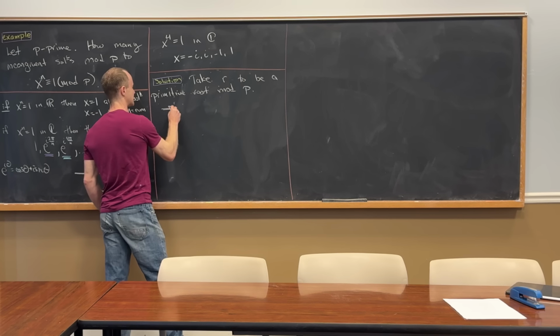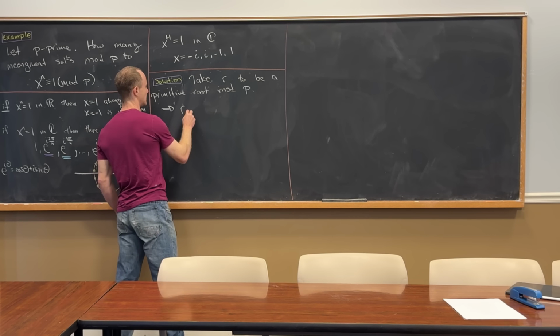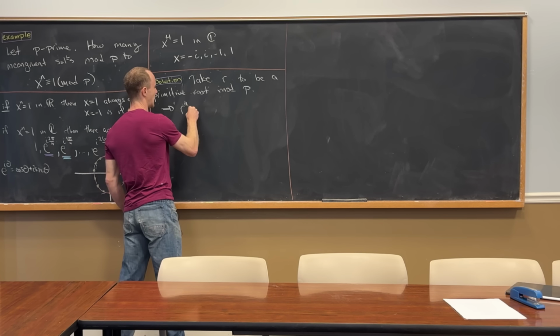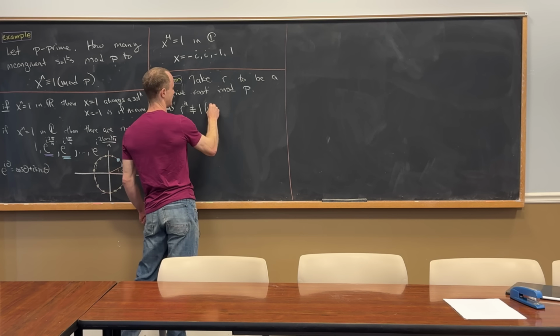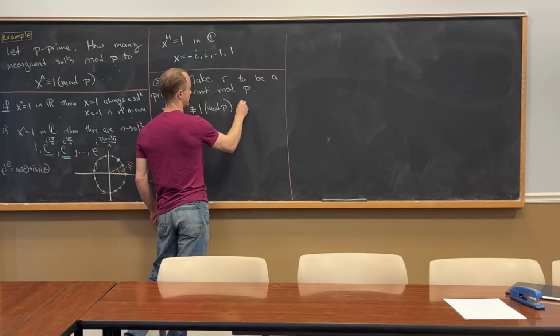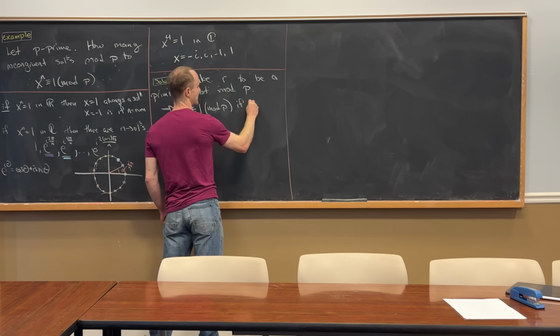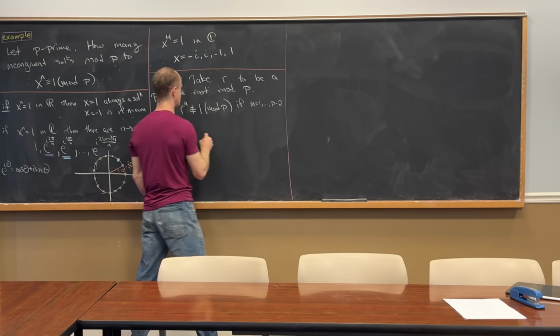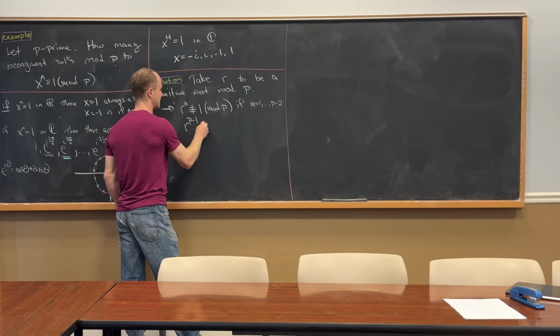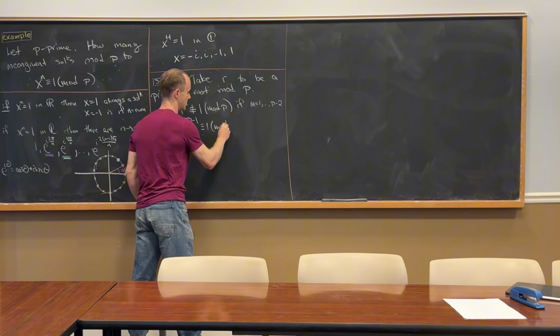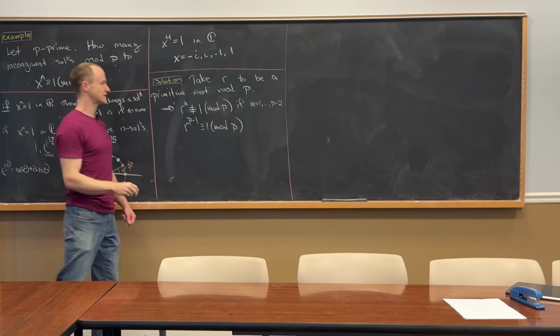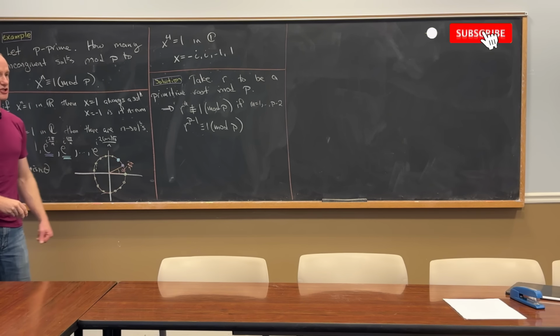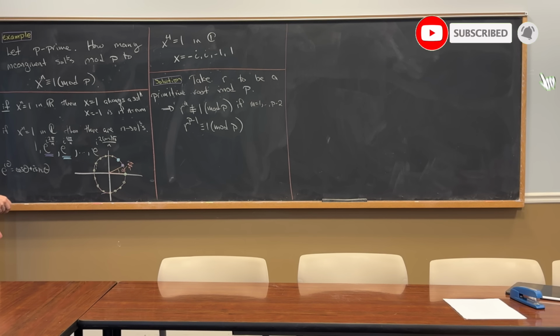That means that r to the m is not equal to 1 mod p if m is equal to 1 up to p minus 2. But that means that r to the p minus 1 is congruent to 1 mod p. Right? That's what it means to be a primitive root. You achieve the maximum possible order, right?